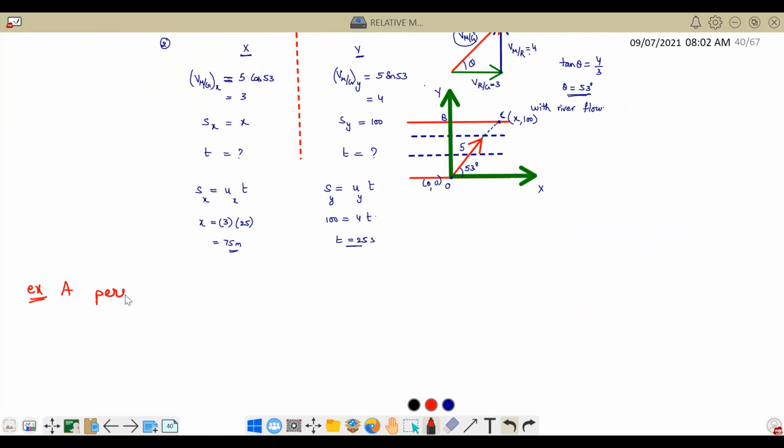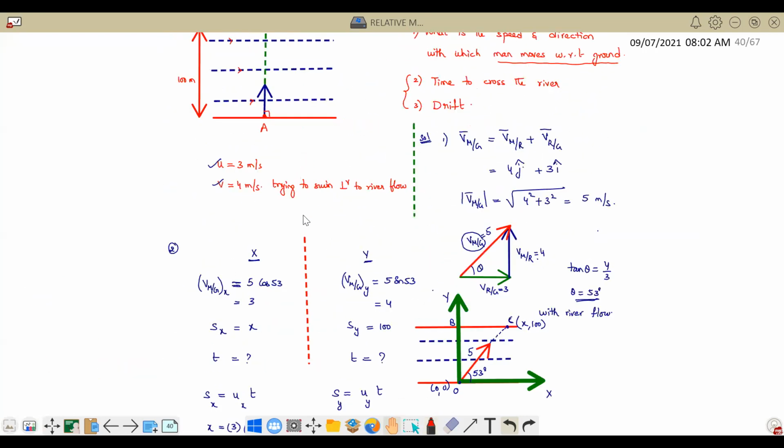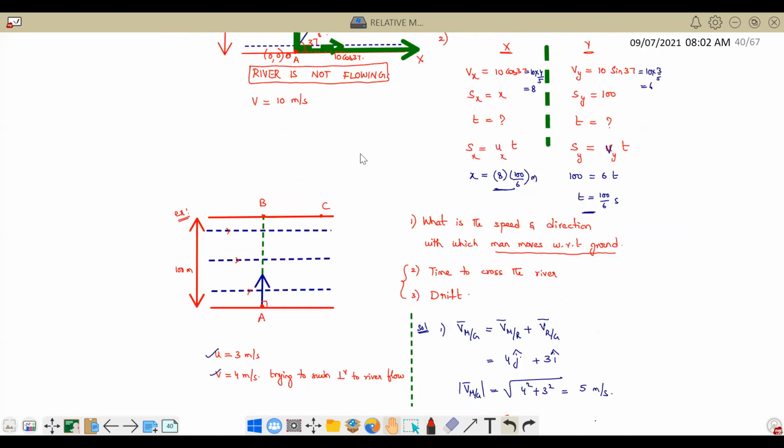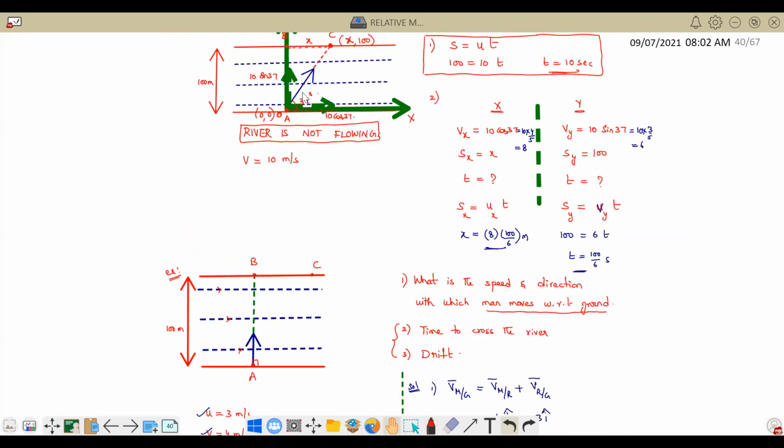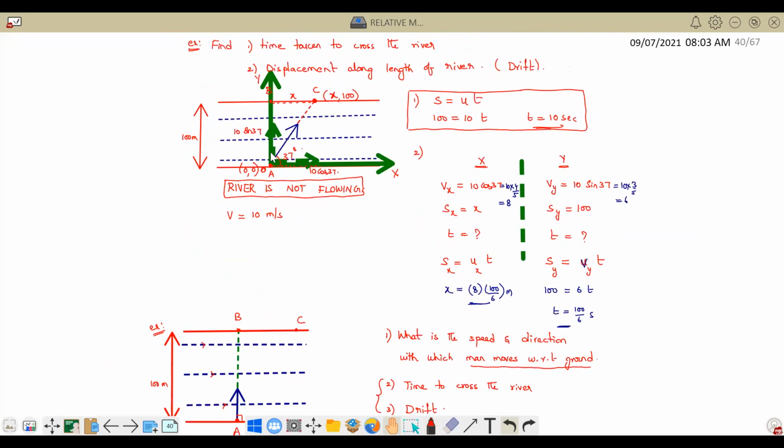A person tries to swim across a river. Now, in the first problem, the river was not flowing. If the man moves exactly perpendicular, the answer is 10 seconds. And if the man moves at some angle, we have calculated by resolving in two directions.